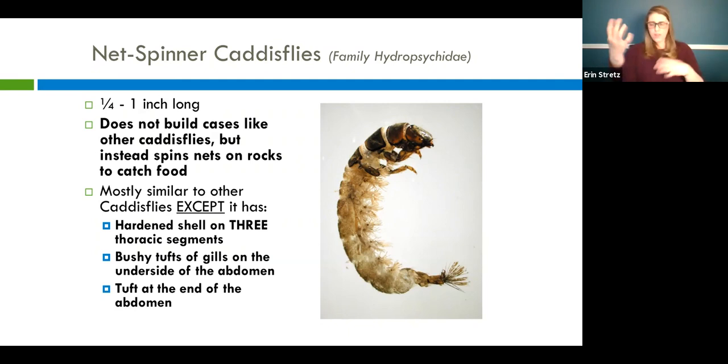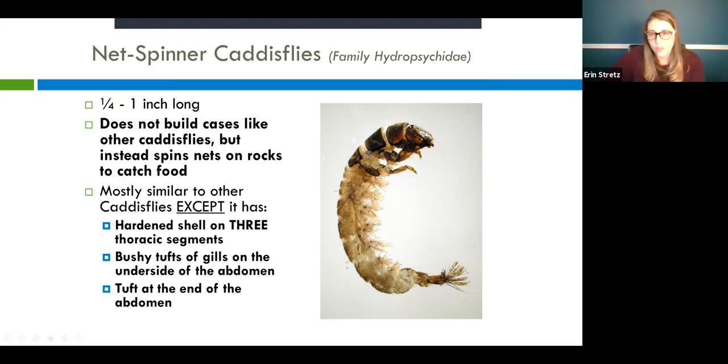Big distinguishing physical characteristics that you can look at to differentiate the net spinners from the rest of the caddisflies: we have, under the head capsule, the 3 thoracic segments. And perhaps you can see each of these segments has a hardened plate on the back of each segment.